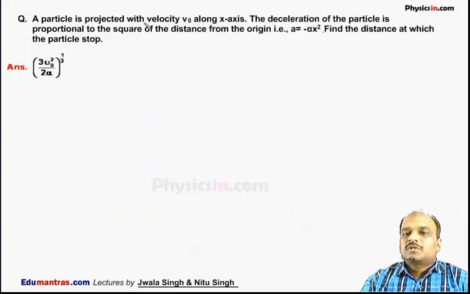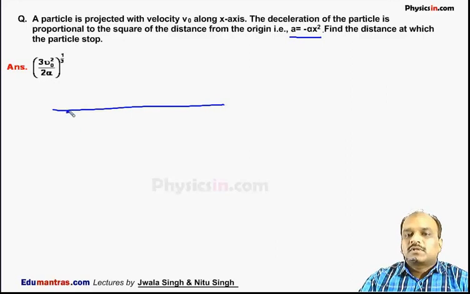A particle is projected with speed v naught along the x-axis. The deceleration of the particle is proportional to the square of the distance from the origin. Find the distance at which the particle stops. Now let's assume the particle is projected along the x-axis with some speed v naught. This is the first question of variable acceleration.